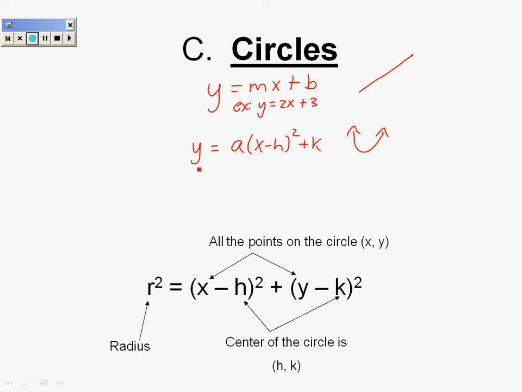A is one of them. X did not. We left X alone, but H did, and K did. This is just drawing from memory. Do you guys remember what the H and the K represented?